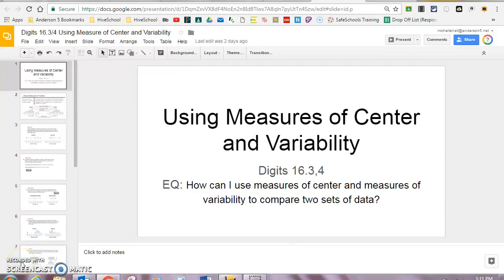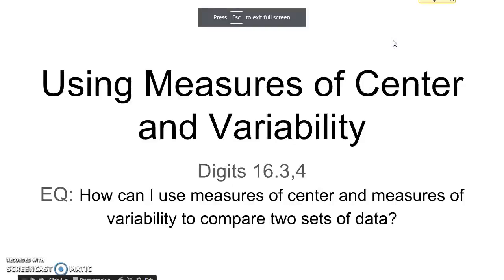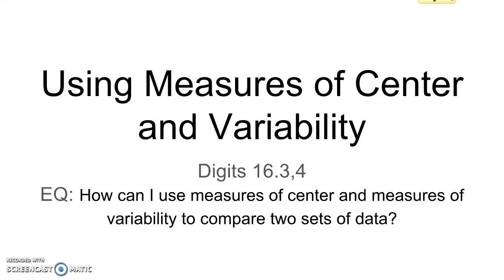All right, today our last lesson in this unit on statistics is using measures of center and variability. That's the title for our lesson. So in your table of contents, write the title of the lesson, using measures of center and variability. Then flip to the next clean sheet of notebook paper in your spiral notebook and write the title and your essential question: How can I use measures of center and measures of variability to compare two sets of data? Hit pause, and when you're ready to move on, hit play.